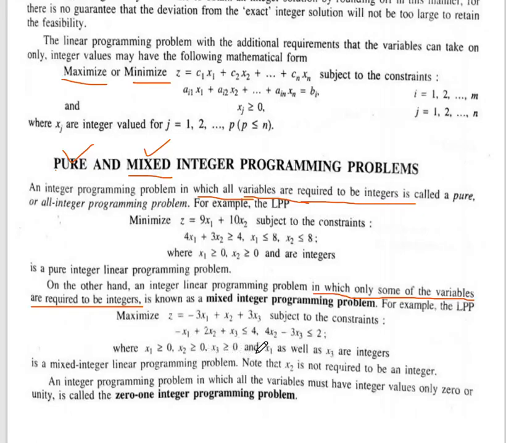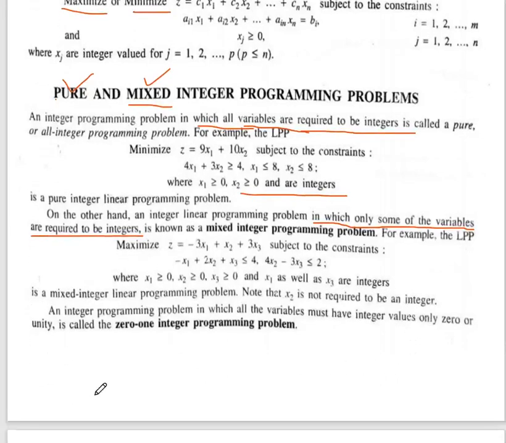For example, maximize z equal to minus 3x1 plus x2 plus 3x3 subject to the constraints minus x1 plus 2x2 plus x3 less than or equal to 4, 4x2 minus 3x3 less than or equal to 2, x1, x2, x3 greater than or equal to 0, and x1 as well as x3 are integers. So here only some variables are integers. It is a mixed integer linear programming problem. Here you have to note that x2 is not required to be an integer. Hence we can say that only some of the variables are required to be integers, whereas in the pure case all the variables are required to be integers.